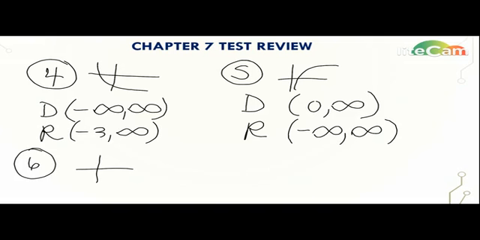Okay. For number 6, again, this one was actually shifted right too. So the asymptote didn't change. In other words, the domain is still negative infinity, positive infinity. The range did not change because it was never shifted up or down.